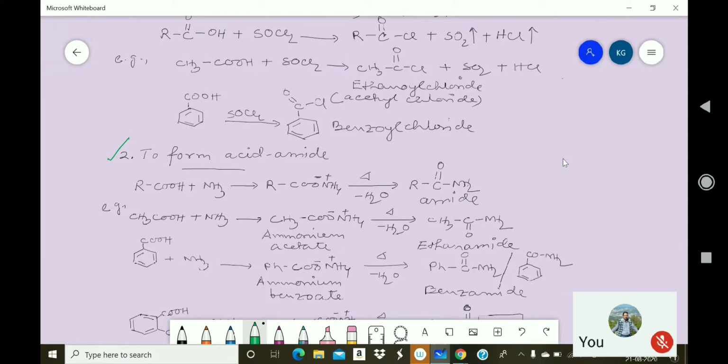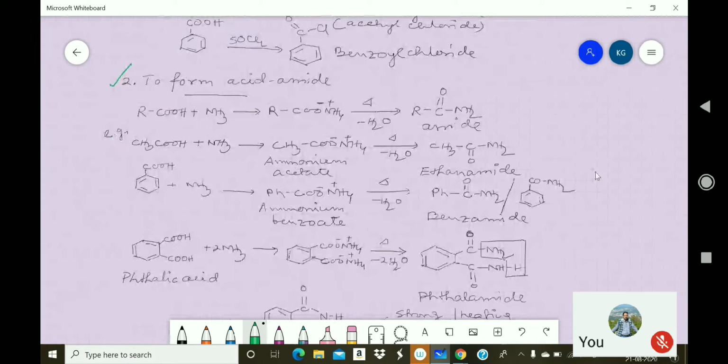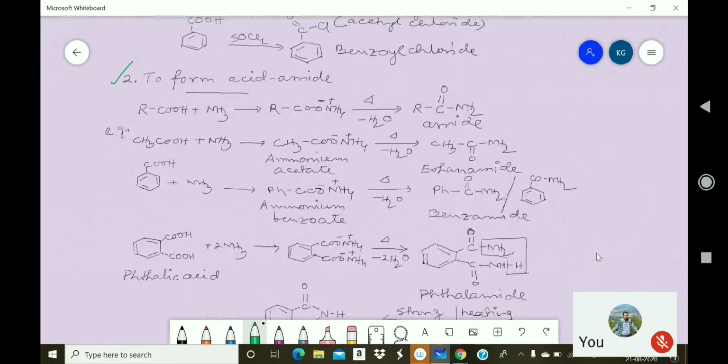This is ammonium benzoate, PhCOO minus NH4 plus. When it is heated due to dehydration, we get PhCONH2, that is benzamide. Its structural form is benzene ring with CO and NH2 group.